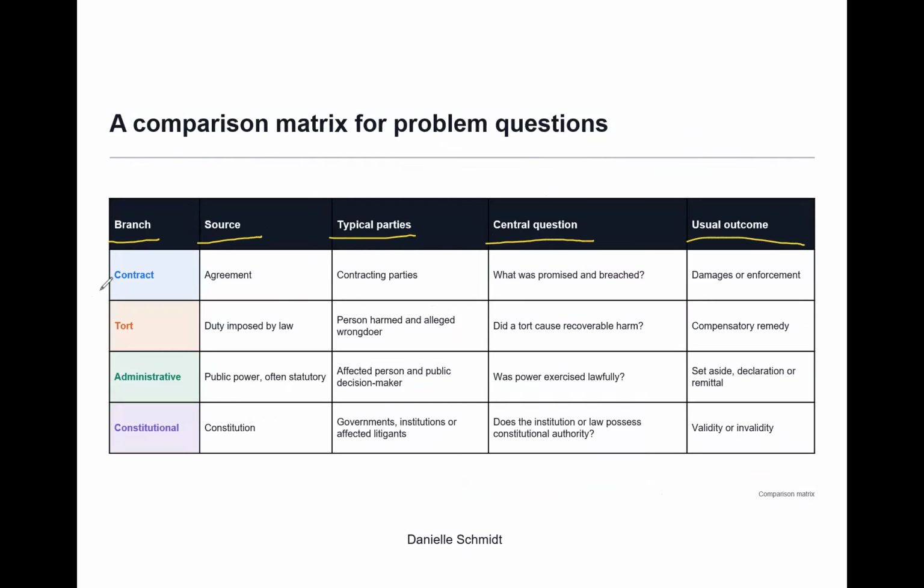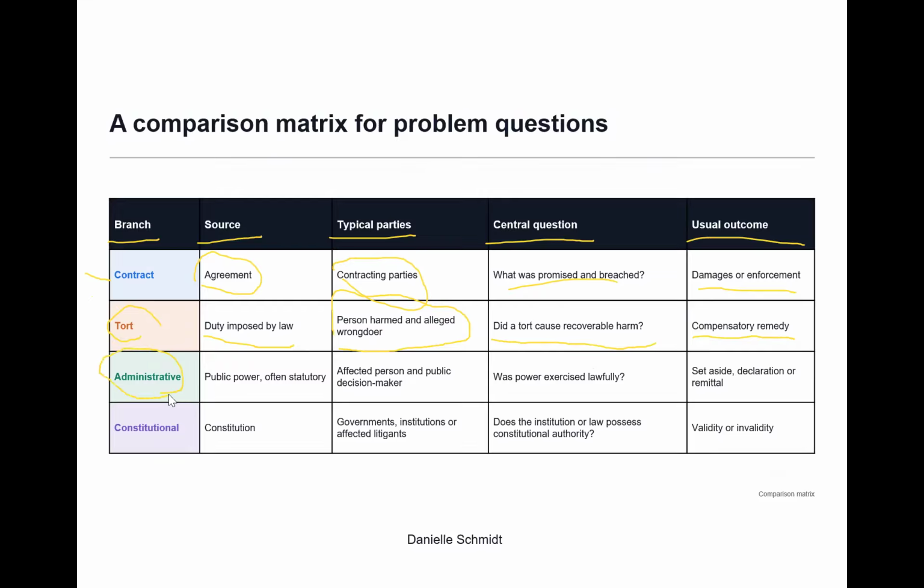usual outcome. So on the top line, we have contract law with the agreement in the contract. We are looking for the contracting parties, what was promised and breached, damages or enforcement. In tort, we are going to be looking for a duty imposed by law. There is a person harmed and an alleged wrongdoer. Did a tort cause recoverable harm, and what is the compensation?